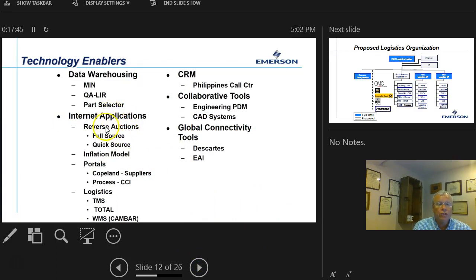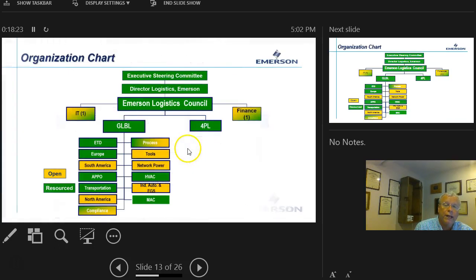So we had a lot of technology. We had a lot of tools that we could use, but every division wasn't using them the same way. We worked very closely with our technology guys at corporate to try to pull all this together. You see, we have a WMS system. We had a TMS system here. We had Descartes, an information management system that we used. This is where the pipeline visibility lay.